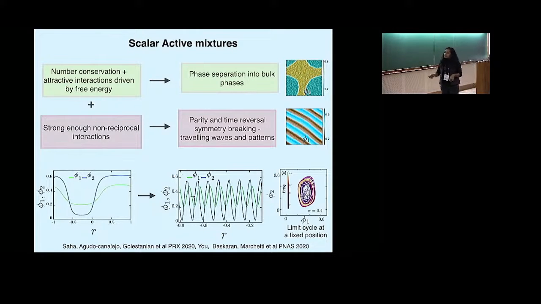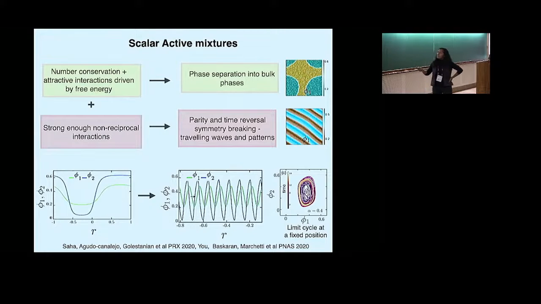And this model was introduced by two groups simultaneously. One was us, and the other was Cristina Marchetti's group, so You, Bhaskaran, and Marchetti. If you want details, please look at these two papers.